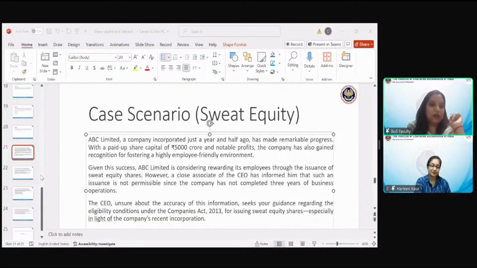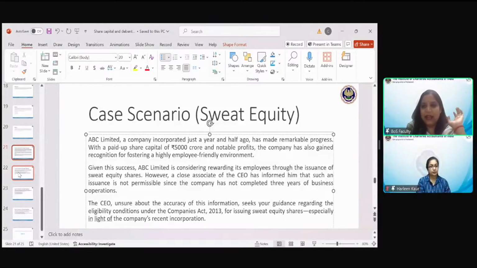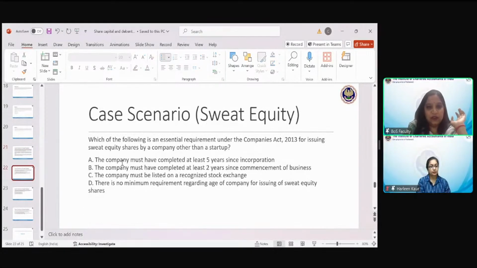Many of the students have already given the answer, but I will show you how this small scenario can give rise to 2 to 3 MCQs, and the same MCQ can be asked in 2 different manners. Answers are very simple. I know you already know it. So let's see the first one. Just write in the chat box. Some of you have already given the answer.